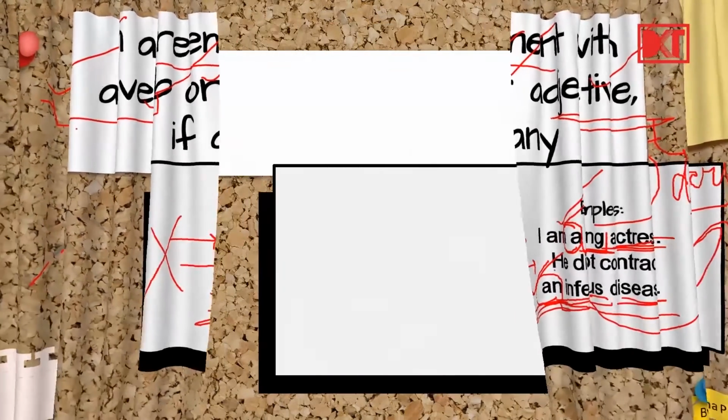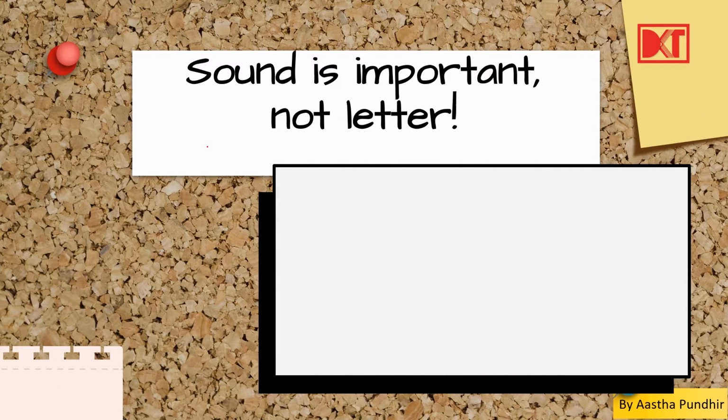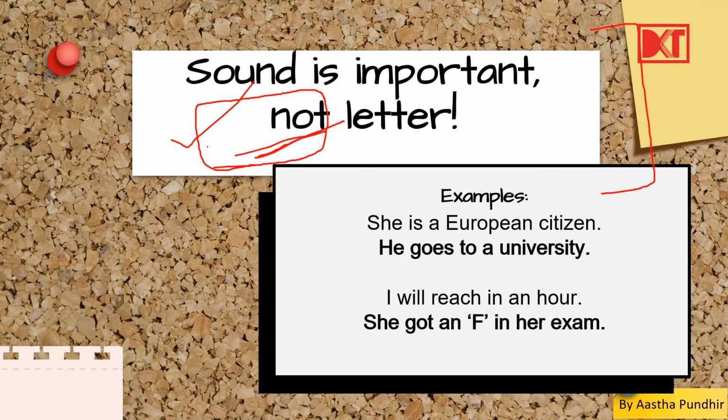So the next category tells us sound is important, not the letter. Okay? Now you see, sound is important, not the letter. This one means, हम example से देखते हैं. जैसे you see this. यहाँ पे हमने पढ़ा था ना कि जब कॉन्सोनेंट साउंड हो और जब वॉवल साउंड हो.